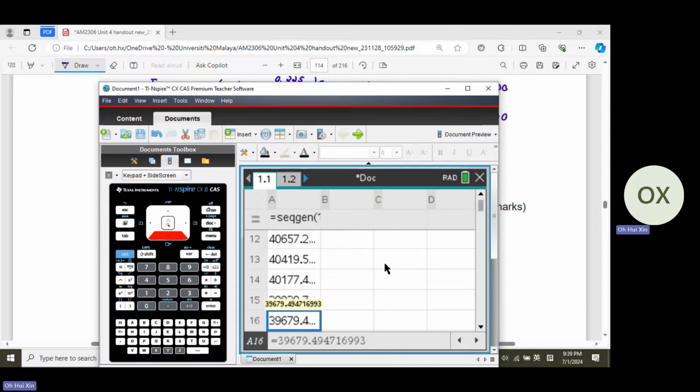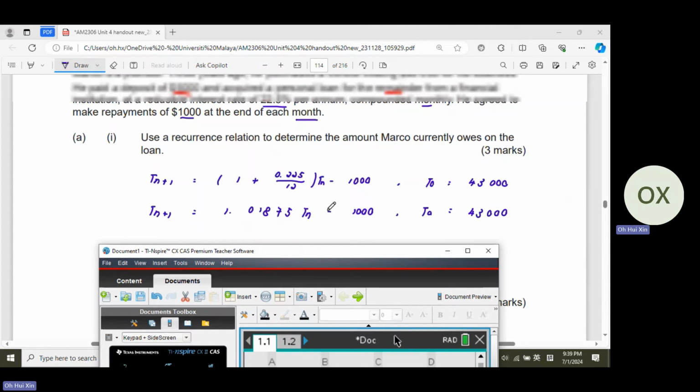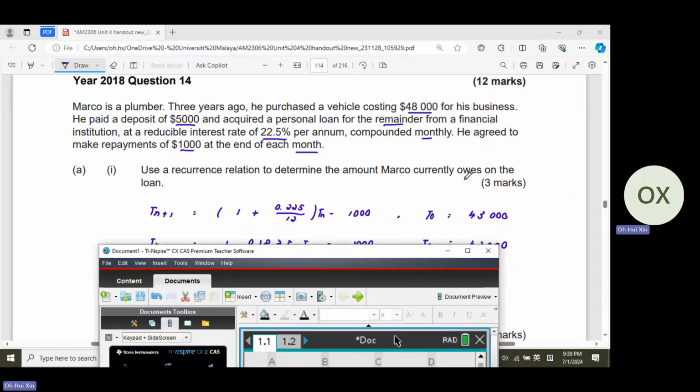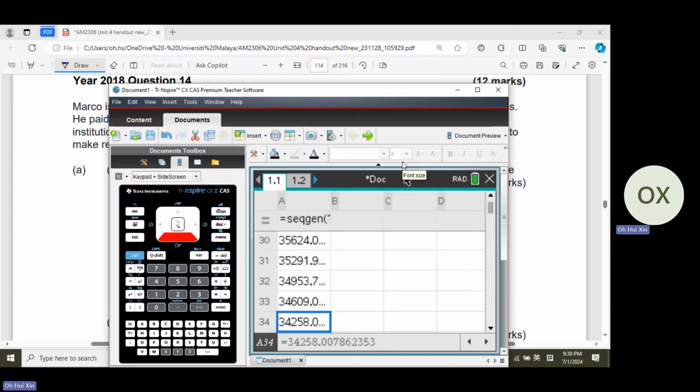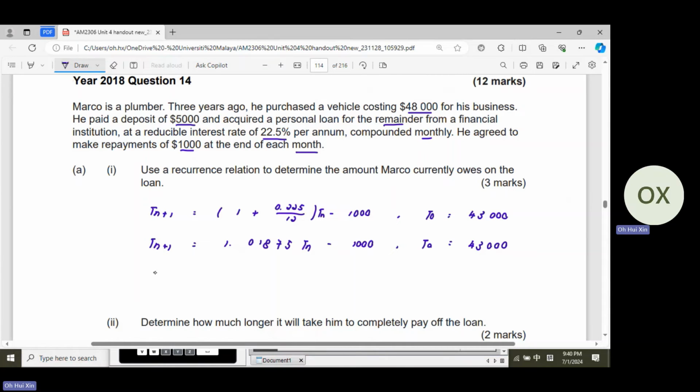And if you want to find out the value after 3 years, how do you know it is 3 years? Because the question said 3 years ago, so you want to find out how much he is still owing for now. That's why the first row is the T0, so you need to read the 37th row for the T36. Make sure that you check the rounding at the bottom of your calculator screen. So it's the 37th row, but we still need to write T36.